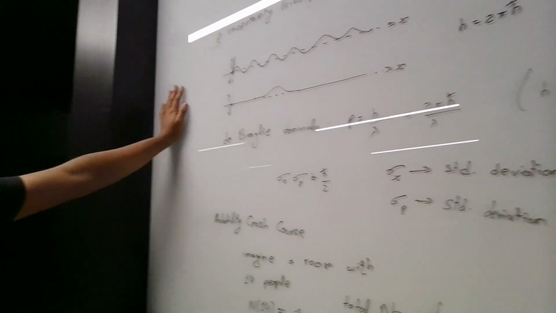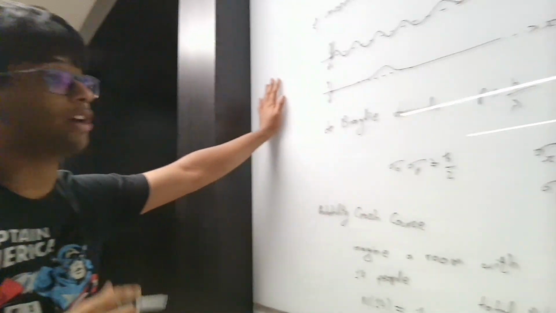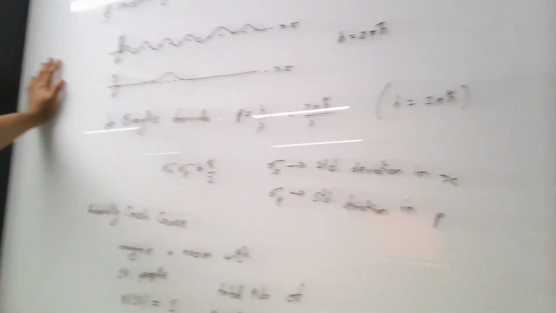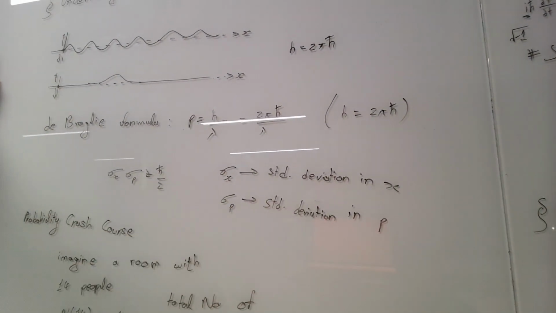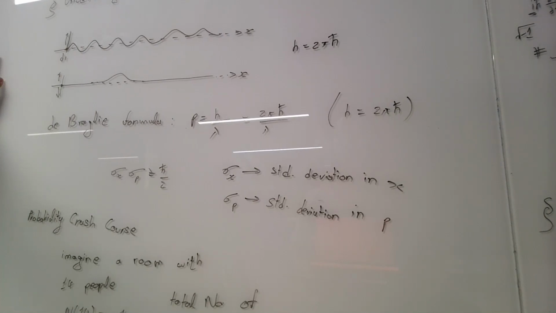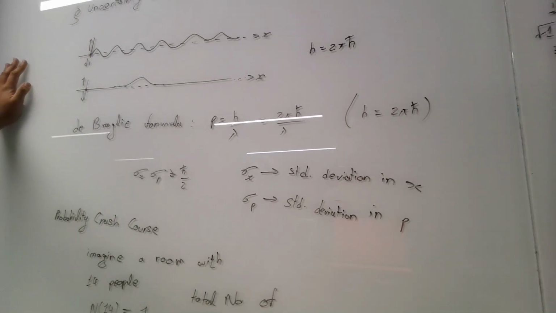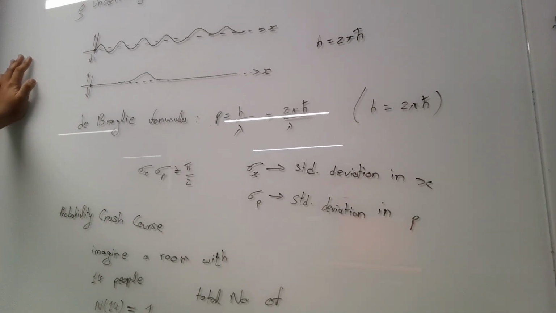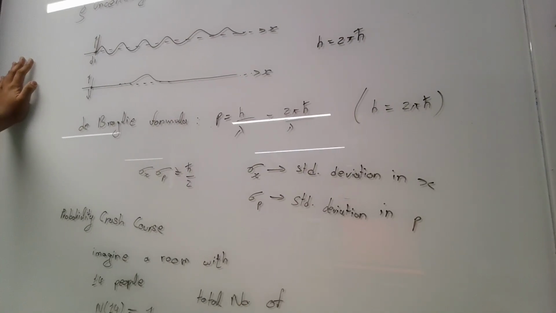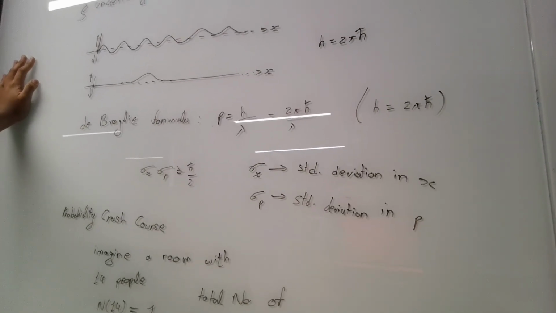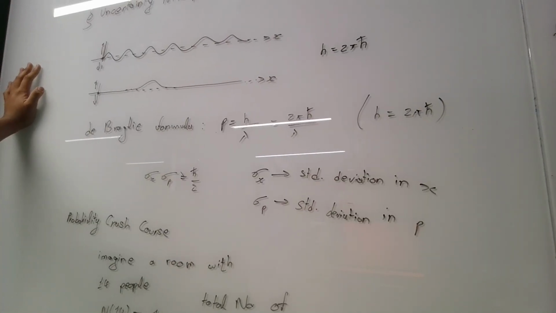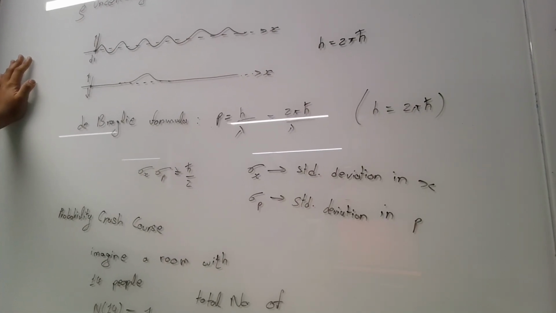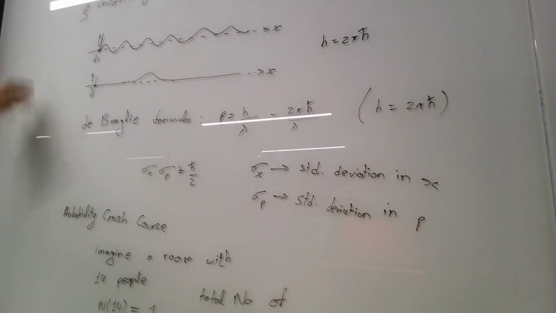So moving on to the uncertainty principle, or Heisenberg's uncertainty principle, it just says that the standard deviation in x and the standard deviation in momentum, when multiplied together, should be greater than or equal to Planck's constant divided by 2. Why? We're going to go over that in some other video because it consists of really rigorous proofs. So yeah, it'll take like half an hour or something.